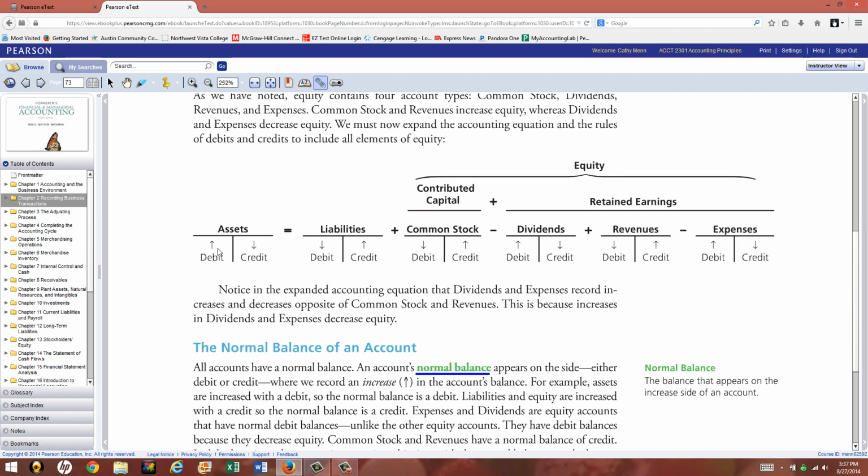So here, assets, its normal balance is a debit. Liability, its normal balance is a credit. Common stock, its normal balance is a credit. Dividends is a contra account for common stock, and its normal balance is a debit. Revenue's normal balance is a credit. That's the side it's increasing on. And expenses, they increase as a debit. So that's their normal balance.